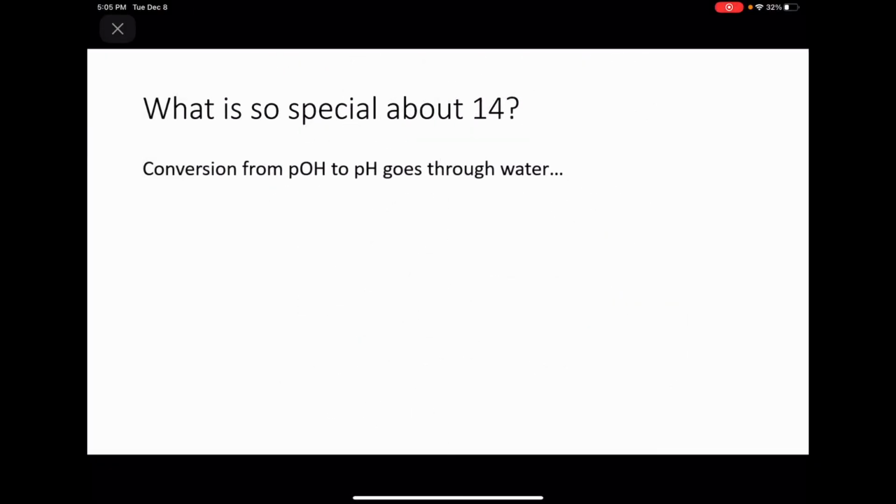All right, now that we've solved a base dissociation and we know how to do a Kb calculation, we've been using this principle that 14 is equal to the sum of the pH and the pOH. And at one point, I think I promised that we would derive this. Well, the time has come to actually derive this. So our conversion from pOH to pH goes through water. So let's start with the autodissociation of water.